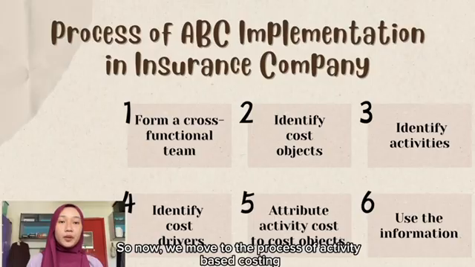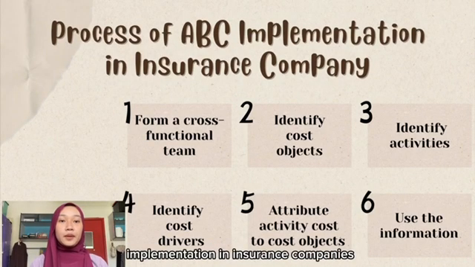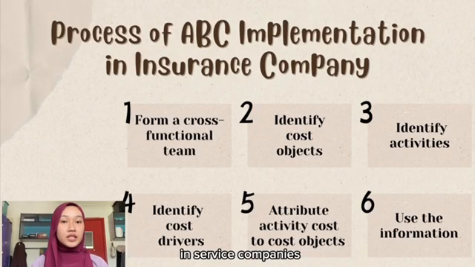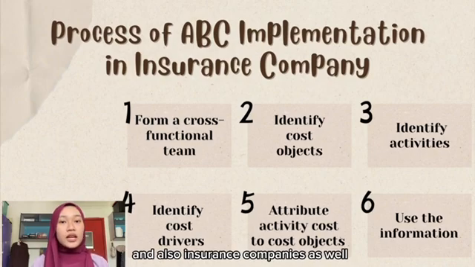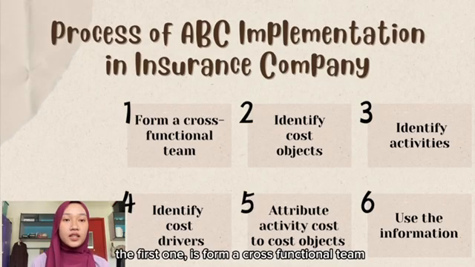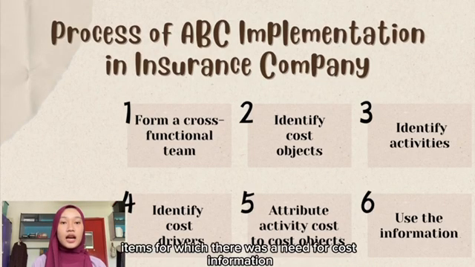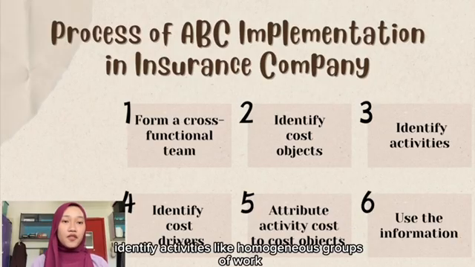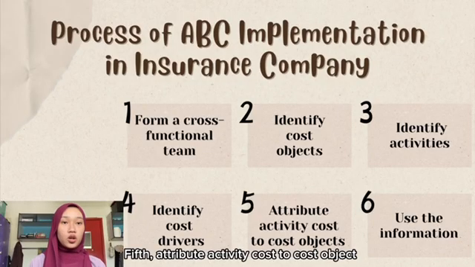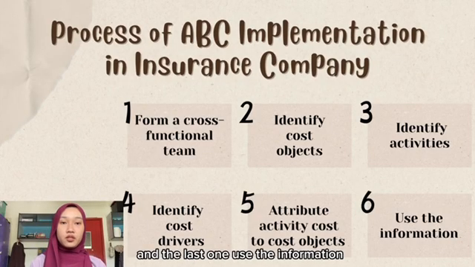So now, we move to the process of activity-based costing implementation in insurance companies. The implementation of activity-based costing in service companies, and also insurance companies, is usually carried out through the following phases. The first one is to form a cross-functional team. Secondly, identify cost objects, items for which there is a need for cost information. Thirdly, identify activities, like homogeneous groups of work. Fourth, identify cost drivers, the agents that cause costs to be incurred in the activities. Fifth, attribute activity cost to cost objects. And the last one, use the information.